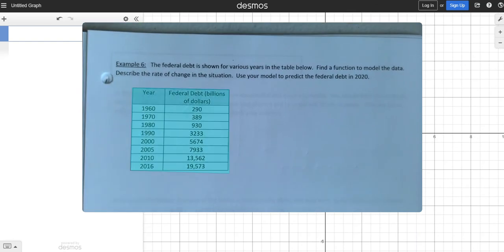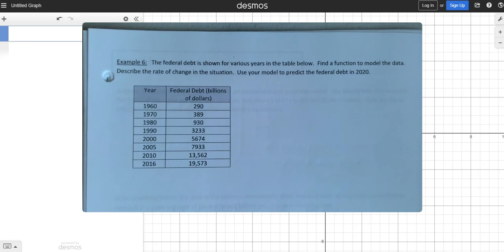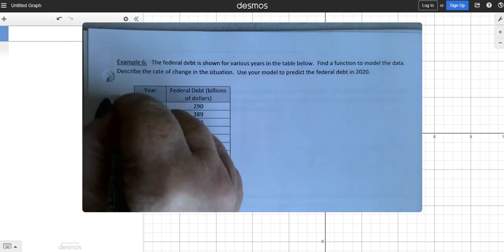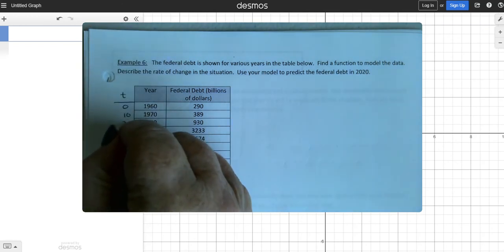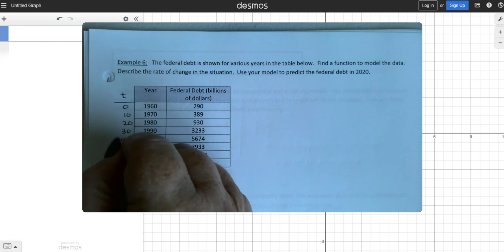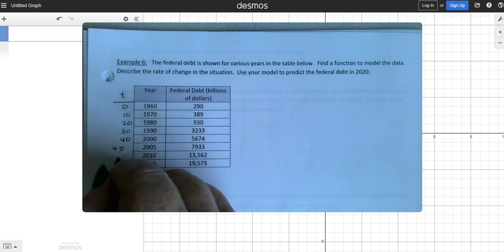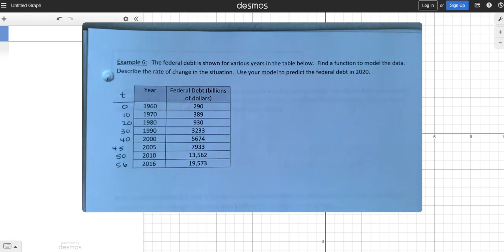All right, here in example 6, we have a table of values that shows us federal debt for various years in billions of dollars. And we would like to find a function to model this data and describe the rate of change in the situation, and then finally make a prediction for the year 2020. So I'm going to go ahead and let 1960 be my t equals 0 here. Almost got lulled into thinking we were every 10 years, but the pattern changed after a little while there. So there we go. There's our t values.